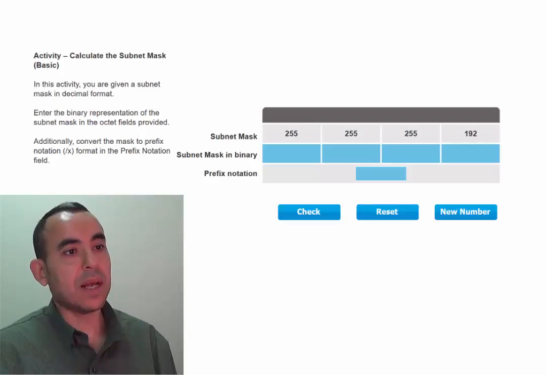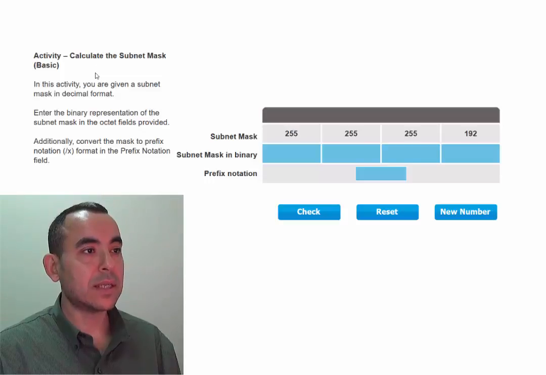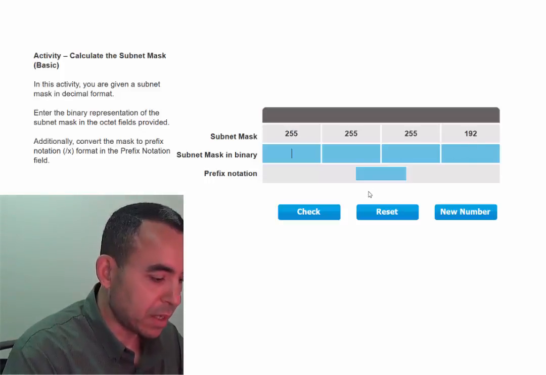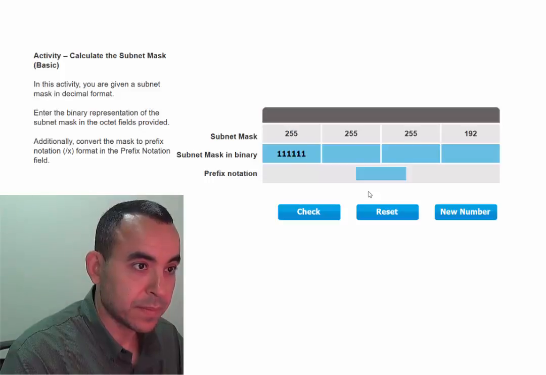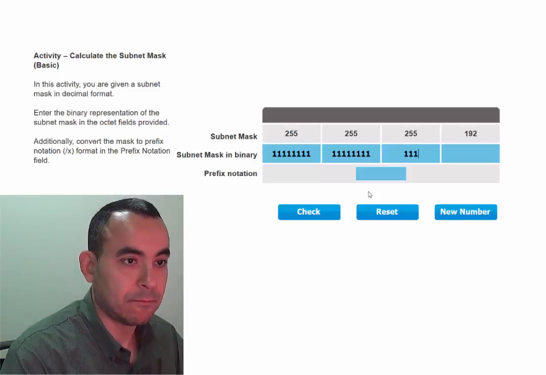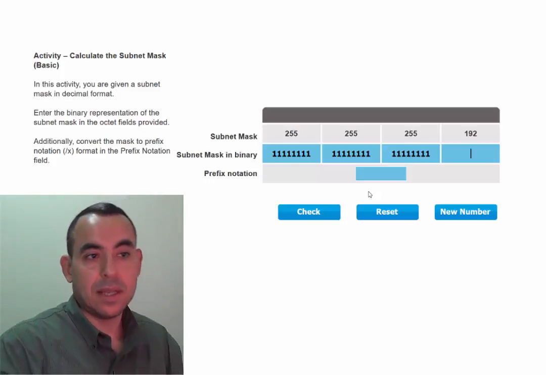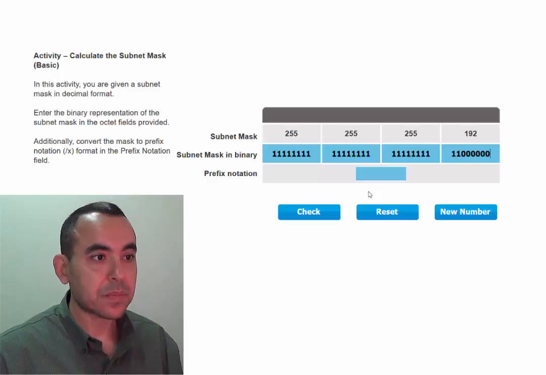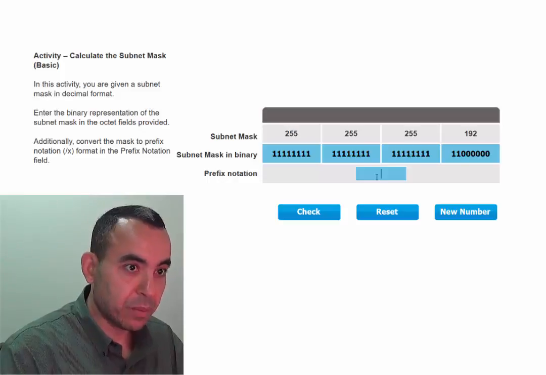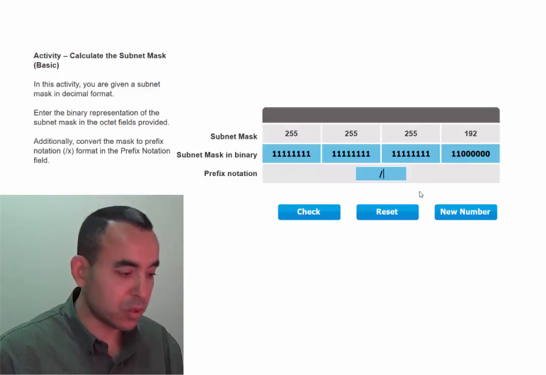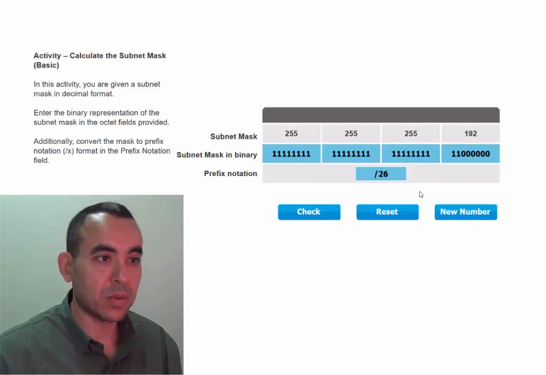We move to the last activity here, which is to calculate the subnet mask in binary. So we can calculate the subnet mask in binary. This is 11111111, then 11111111, and then the last, as we said before, 192 is 11, and then the rest will be zeros. And of course, the prefix portion would be to borrow 2 bits from the last. So these are 24, so we borrow 2 bits, so this makes it 26.